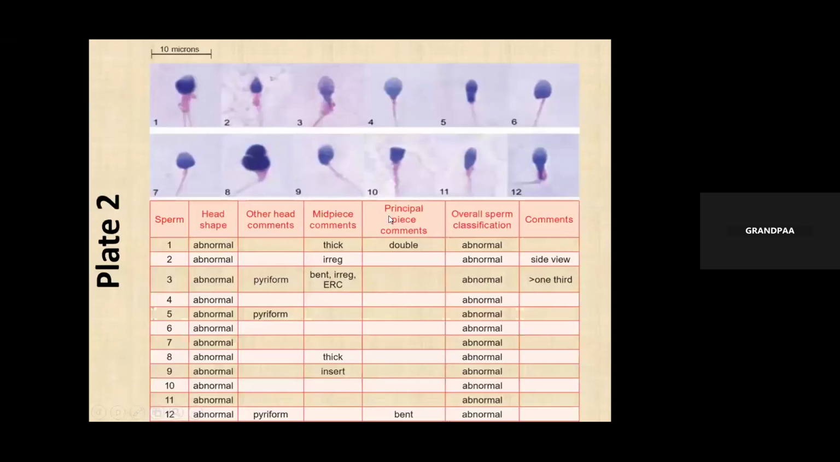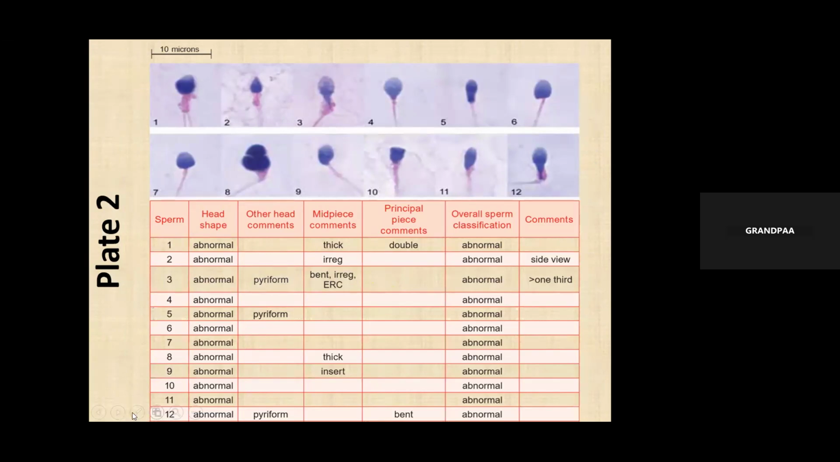All right, you have a lot of them. So this one, straight away, once you see them, we have number 1, number 2, number 3, number 4. All of them are abnormal. And this will tell you where the problem is coming from. So for example, number 1, the head shape is abnormal. Look at the head shape. Of course, it could be amorphous. And then if you look at the mid-piece, the mid-piece here is so thick. And there could even be debris.